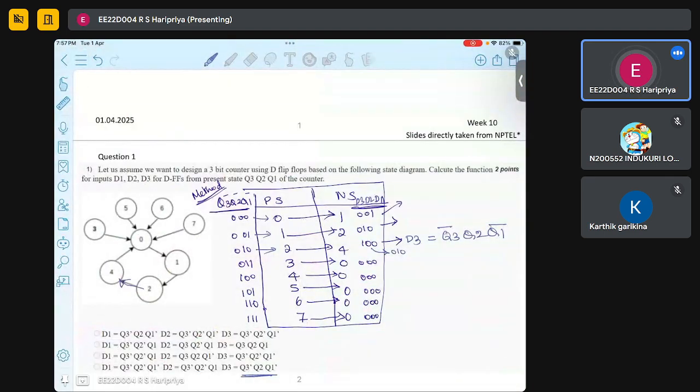D3, D2, D1, and Q3, Q2, Q1. So for this we need this way one. That means D2 is equivalent to Q3 complement, Q2 complement, Q1. Yes. And D1 is obtained from 0, 0, 0. That means Q3 complement, Q2 complement, Q1. Okay. So this is the method. Okay, so any doubts?